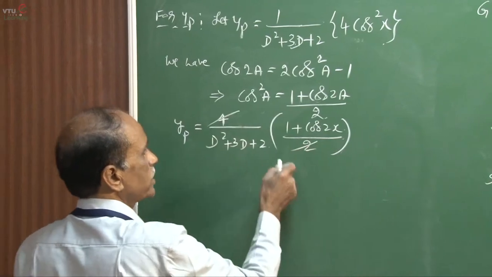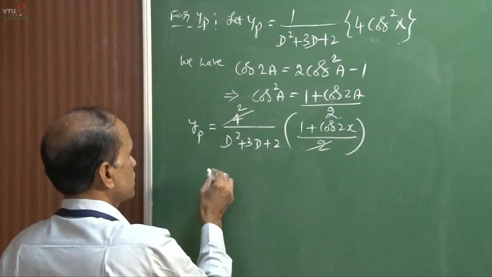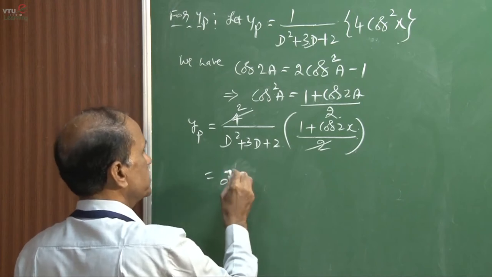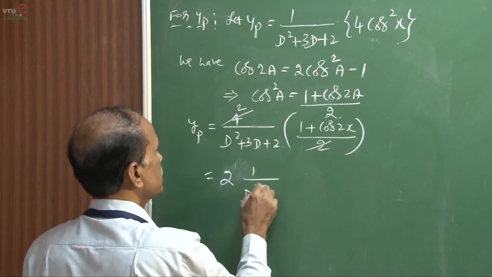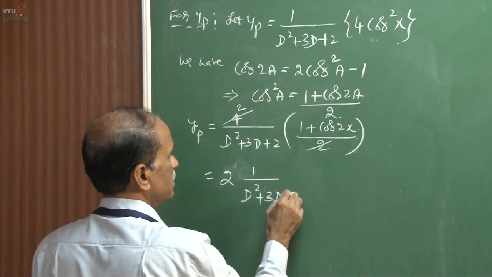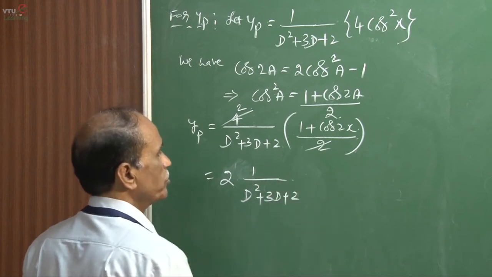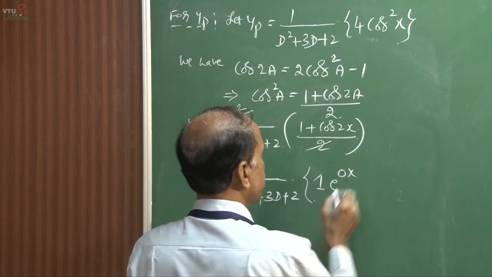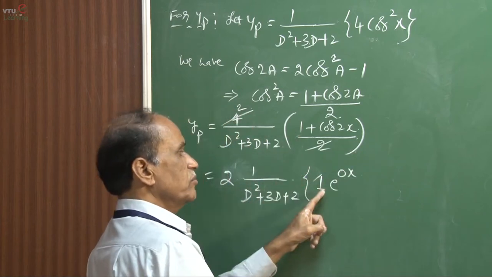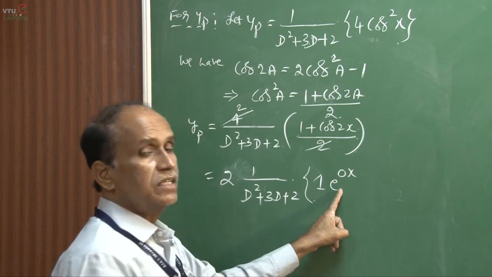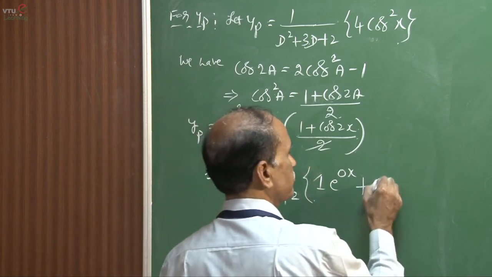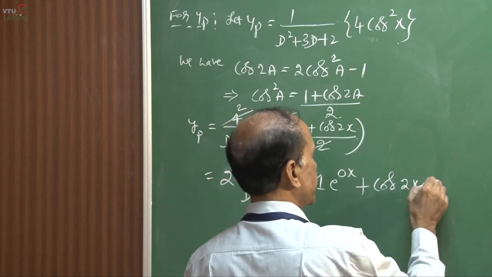Therefore, this 2 cancels, then this is equal to 2 into 1 divided by d square plus 3d plus 2, to be operated on 1 into e to the power 0x. I treat this 1 as multiplication of e to the power 0x, because e to the power 0x is 1. Then plus cos of 2x.